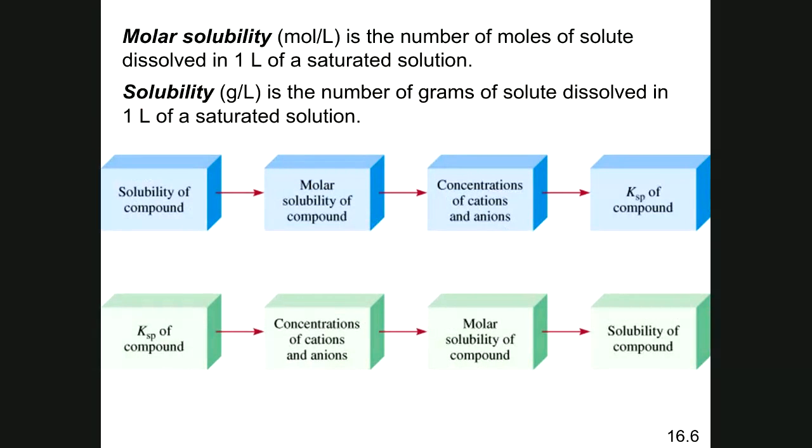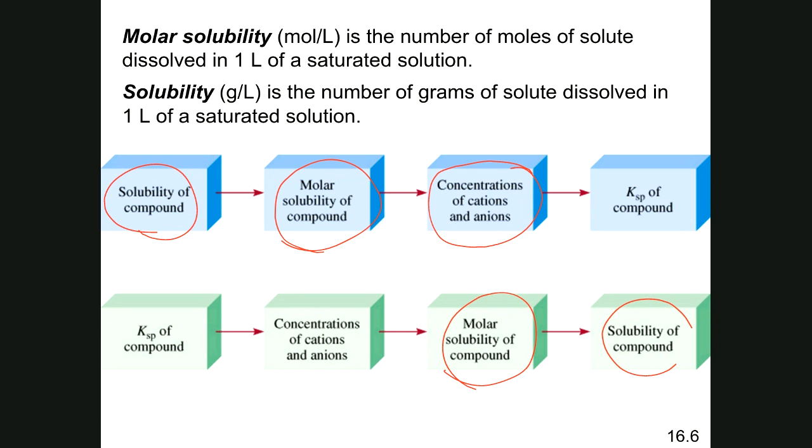So if you have the Ksp, you find the concentration, you can find the molar solubility and solubility for the compound. If you have the solubility of the compound, you can find the molar solubility, you can find the concentration for the ions, and you could find the Ksp. If you have the concentration for cation and anion, you could find the Ksp. So this is the application for it.